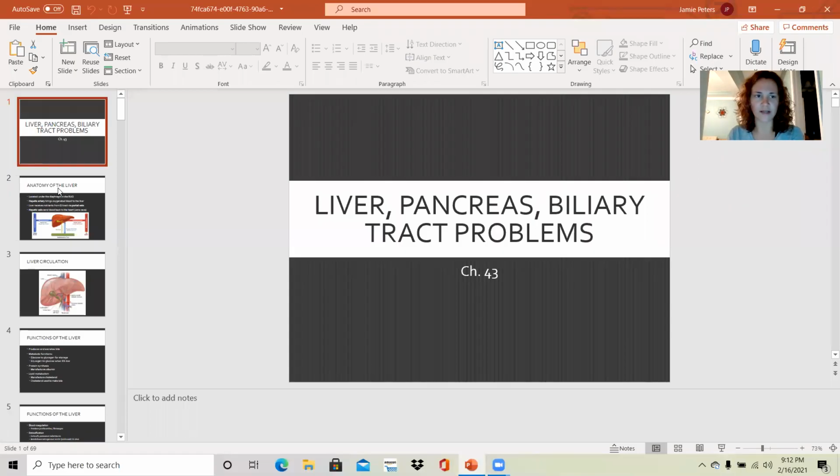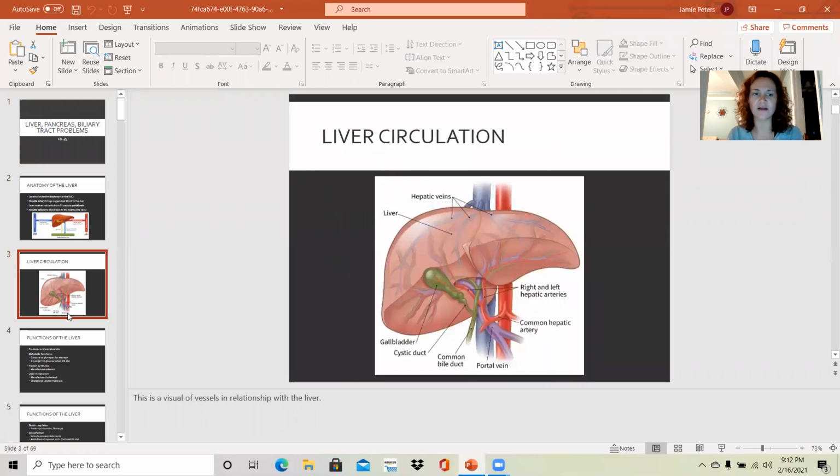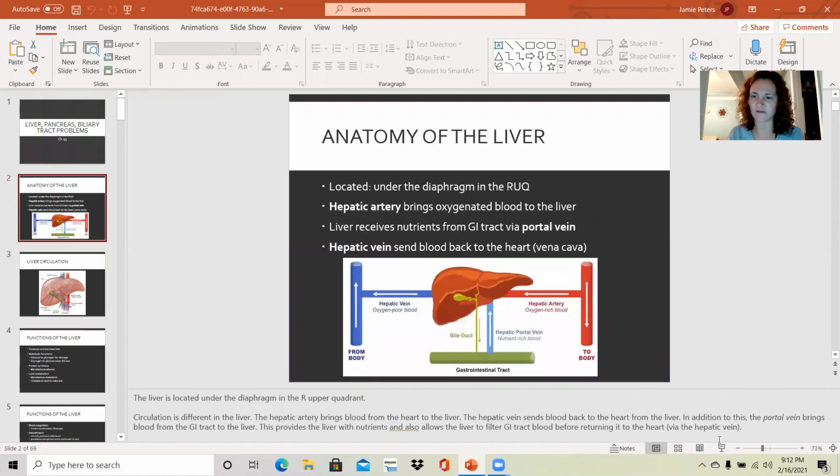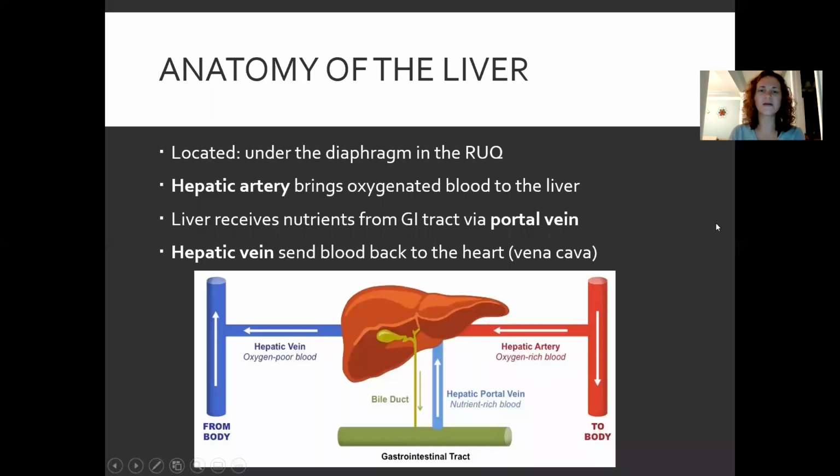Okay, we are going to finish up our last GI chapter, which is chapter 43, over liver, biliary tract, and pancreas disorders. So we're going to head right into this. Don't forget there are notes in the notes section, so just let me know if you have any questions based on those. And we're going to start off with the anatomy of the liver.